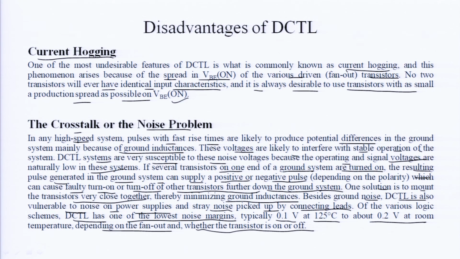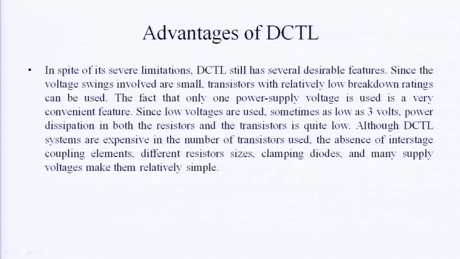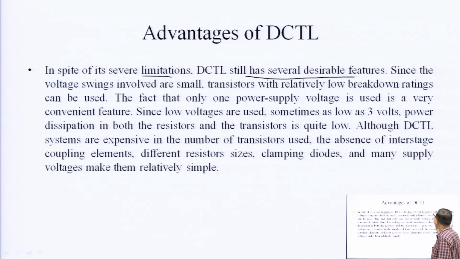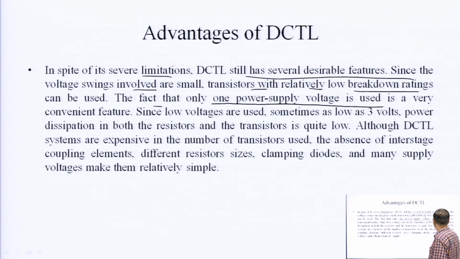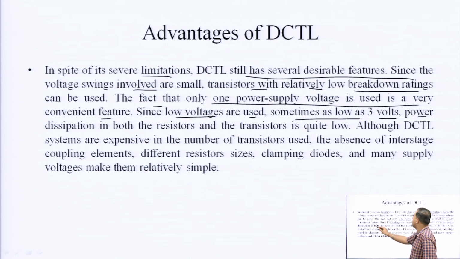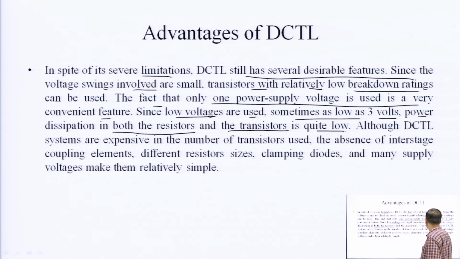Okay. So, now after the disadvantages, let us discuss the advantages of DCTL. So, in spite of this severe limitation, DCTL still has several desirable features. Since the voltage swing involved is very small, transistors with relatively low breakdown ratings can be used. The fact that only one power supply voltage is used is a very convenient feature, since low voltages are used, sometimes as low as 3 volts, power dissipation in both the resistors and the transistors is quite low.